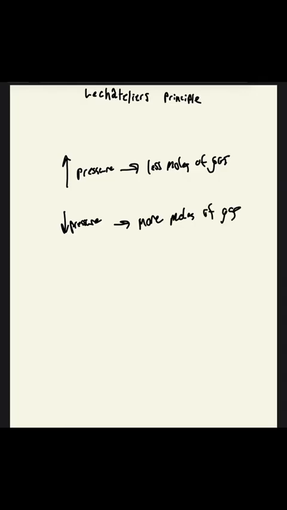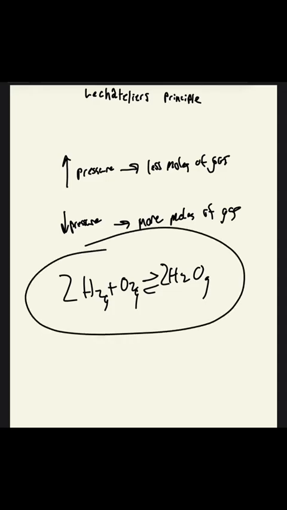For example, if we have this reaction here to produce water, and all of these elements are in gaseous form, then if we were to increase the pressure, the reaction is going to favor the forward reaction because we only have the 2 moles of H2O. So the forward is favored, leading to more H2O gas being produced.